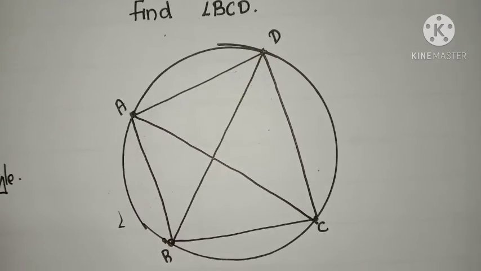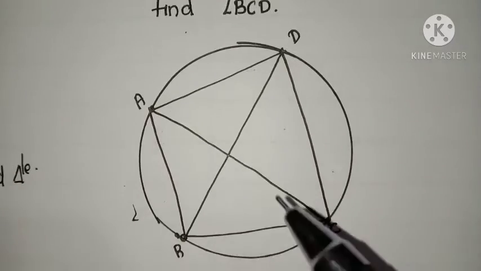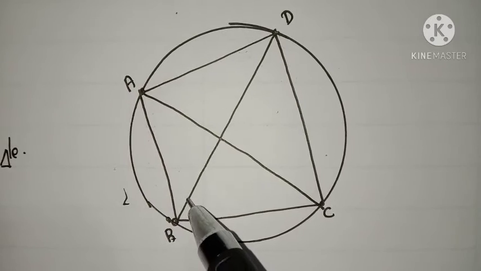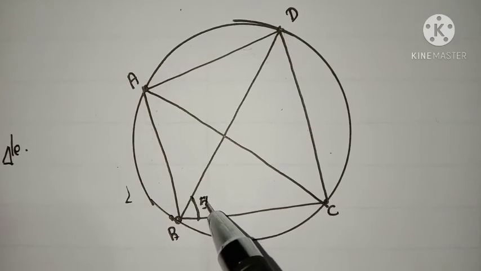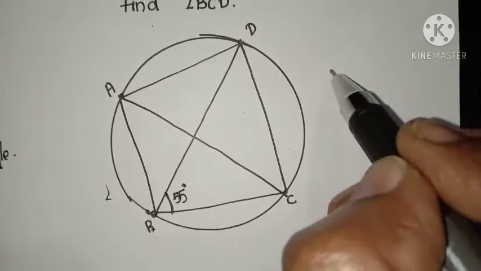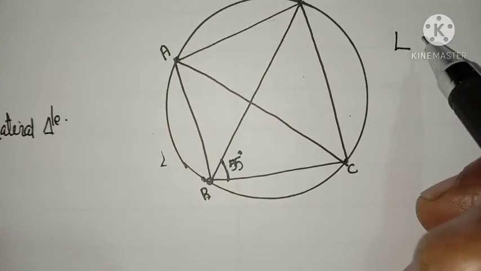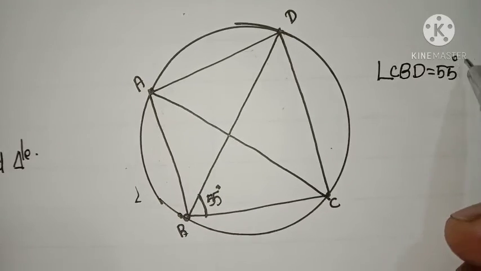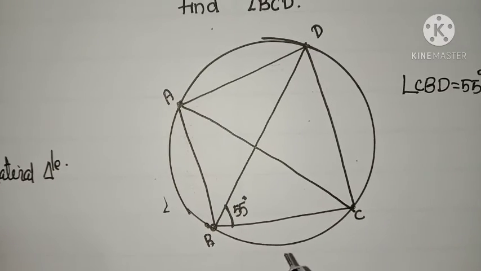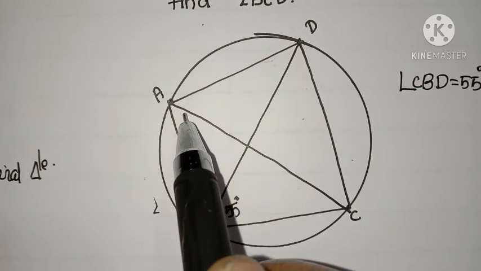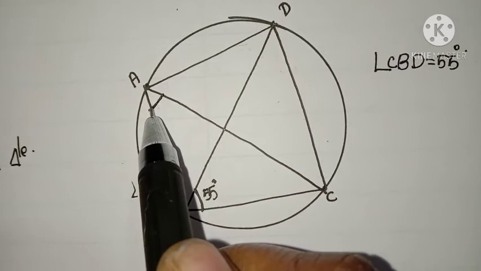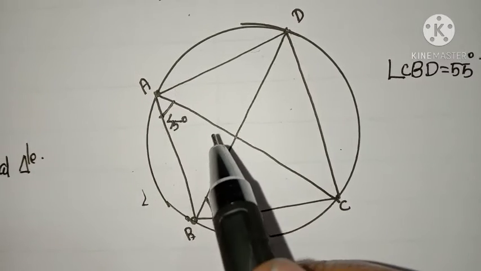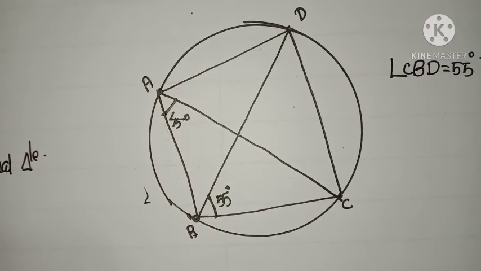Now two angles are given. Angle DBC is equal to 55 degrees. DBC is the same as CBD. Now angle BAC, this angle, is given. BAC is equal to 45 degrees. Our question is, what is angle BCD?